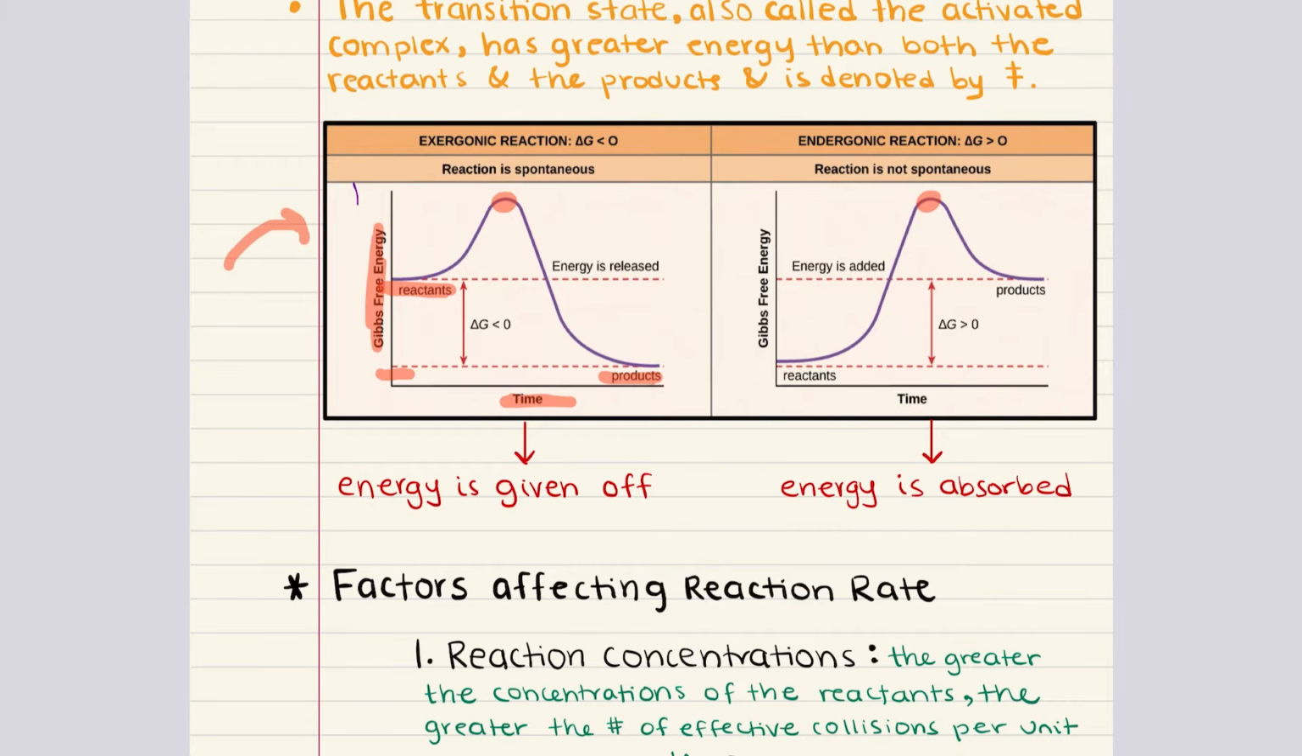What's different here is that the reactants actually have lower energy than the products, so the delta G, the difference between the products and reactants, is going to be positive, and that means this reaction is not spontaneous. Again, this highest point, the transition state, represents the highest energy level, indicating the activation energy barrier.